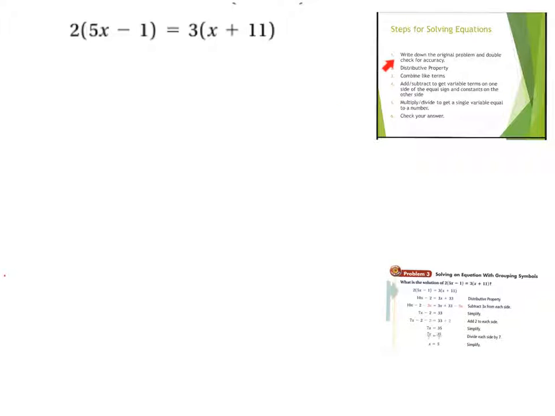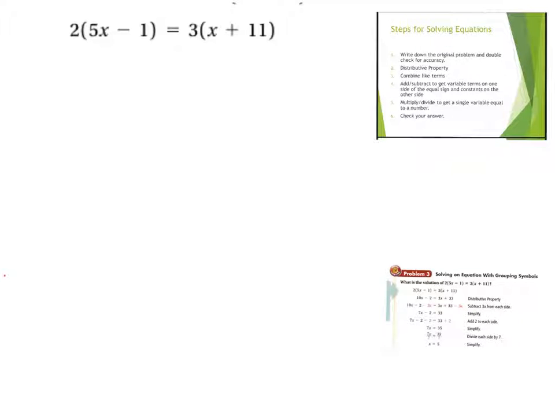So again, look at here for your steps. Write down the original problem. Distributive property. I'm going to do that this time, finally. Combine like terms. Going to do some of that. Adding, subtracting, multiplying, dividing, and checking of the answer. So let's do that, shall we?